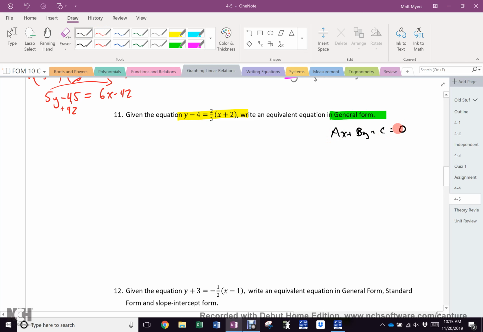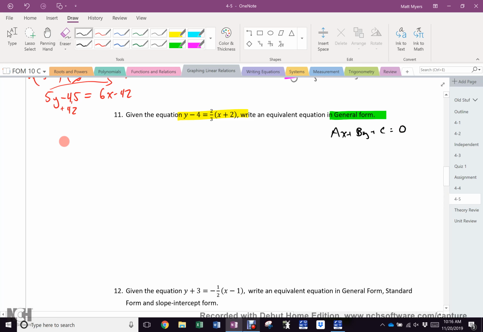Brackets. What else? Fractions. What else? We already have brackets. What's the other thing we got to have? Everything's got to be where? On one side, and a has to be what? Positive. So let's do all those things.